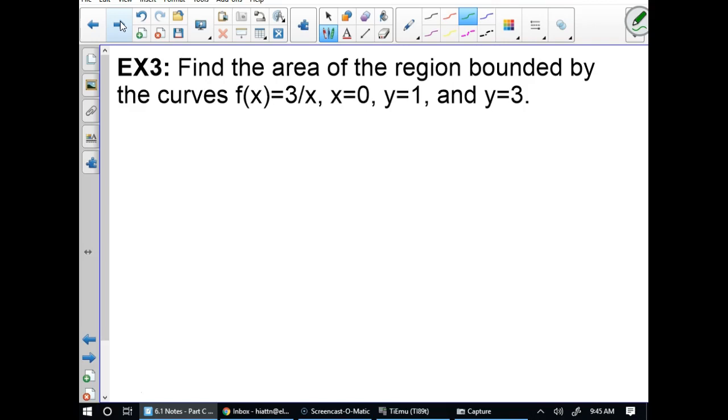Okay, this next one can be done either way as well, and we're going to look at both ways. So we've got f of x equals 3 over x, x equals 0, y equals 1, y equals 3. So let's graph this. X equals 0 is the y-axis, y equals 1 is a horizontal line at 1, y equals 3 is a horizontal line at 3. I think we really just need the first quadrant here.